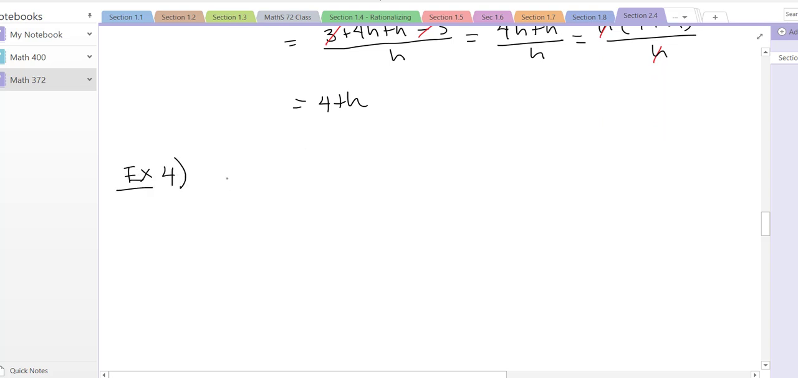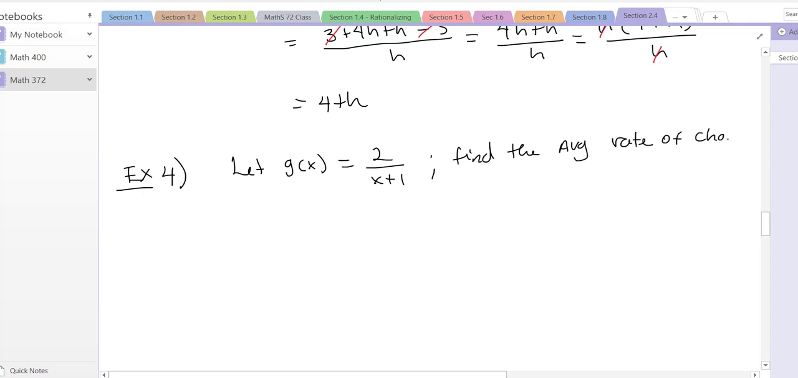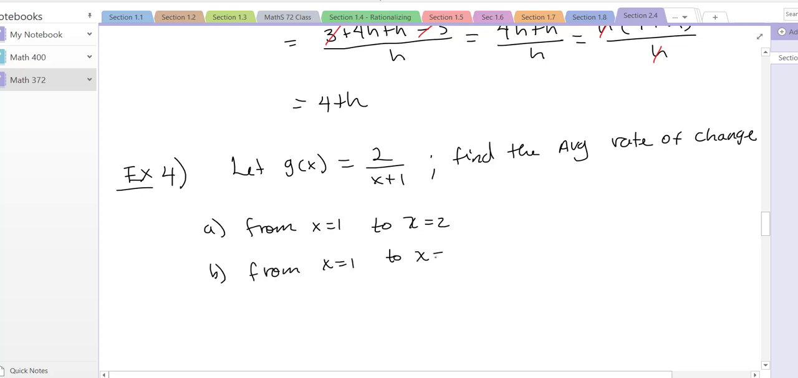So this is my fourth example. Let g of x equal 2 over x plus 1. And let's find the average rate of change (a) from x equals 1 to x equals 2, and (b) from x equals 1 to x equals 1 plus h. So we're going to try to practice this difference quotient stuff.